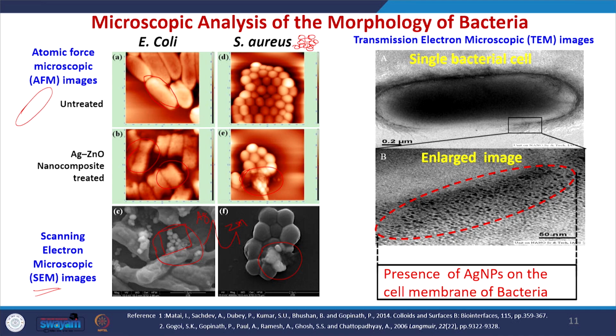So this is a single bacterial cell, that is the E. coli bacteria, and you can see here the bacterial cell wall is damaged by the nanoparticle. So we can confirm it when you enlarge this and see that there are black color dots. These black color dots are silver nanoparticles. So this confirms the presence of silver nanoparticles on the cell membrane of bacteria. We got the overall idea about how to assess the antimicrobial properties of nanomaterials.